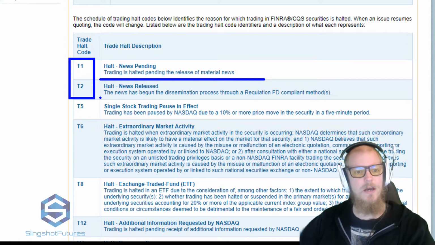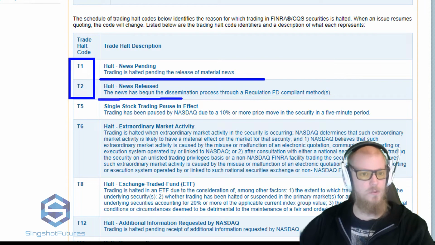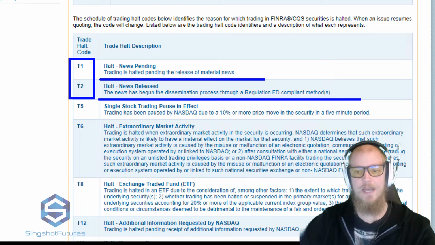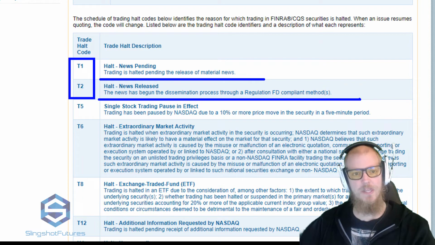And as we see here, T2 is that the news was released, and the news has begun the dissemination process through the Regulation FD compliant methods. Basically what that means is the news, whatever the news happens to be, has been given off to regulators, and they're sifting through it and making sure that it's compliant with everything, and as long as it is, then you're good to go.